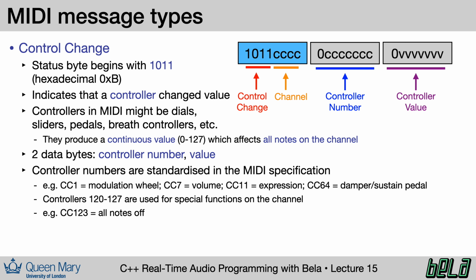MIDI uses control change messages for all sorts of things. That includes dials and sliders, also pedals, breath controllers, and the modulation wheel. The MIDI specification also defines some standard controller numbers for different types of controls. For example, the mod wheel is always controller 1. Controller 7 is defined to be volume, controller 11 is defined to be expression, 64 is the damper or sustain pedal, etc. Some controller numbers are instead reserved for special functions. For example, controller 123 means all notes off. Whenever a control change message is sent with this controller number, the expectation is that the synth will cease sounding any of the notes that are currently playing. The MIDI specification contains more complete details on the meaning of each controller.